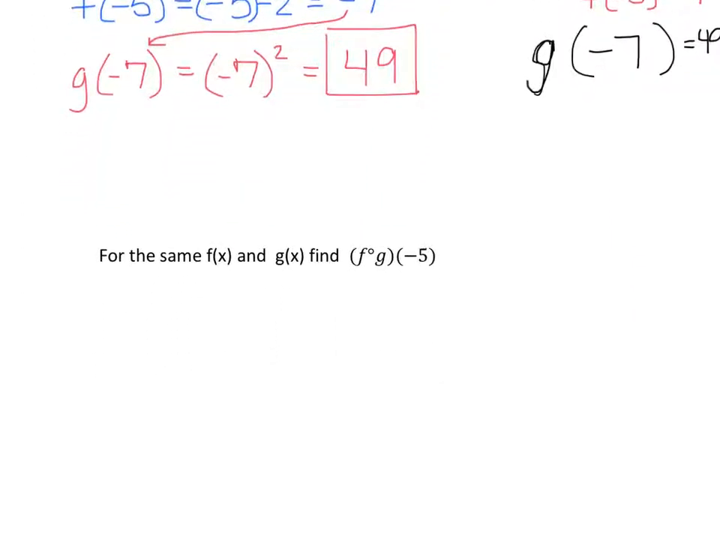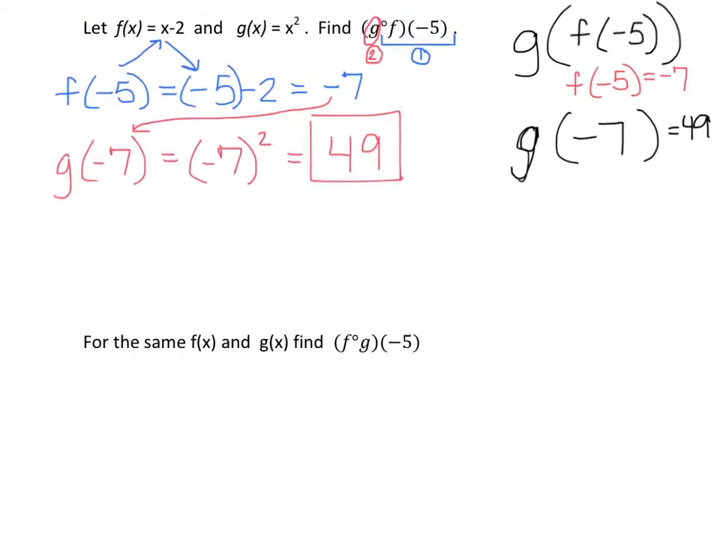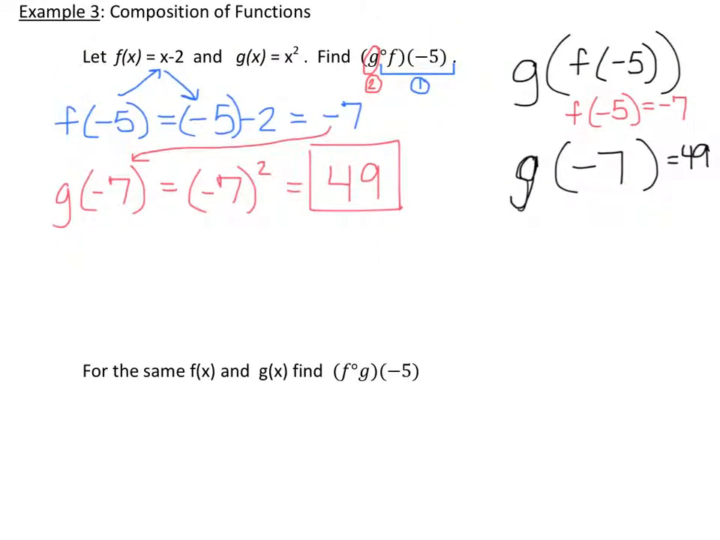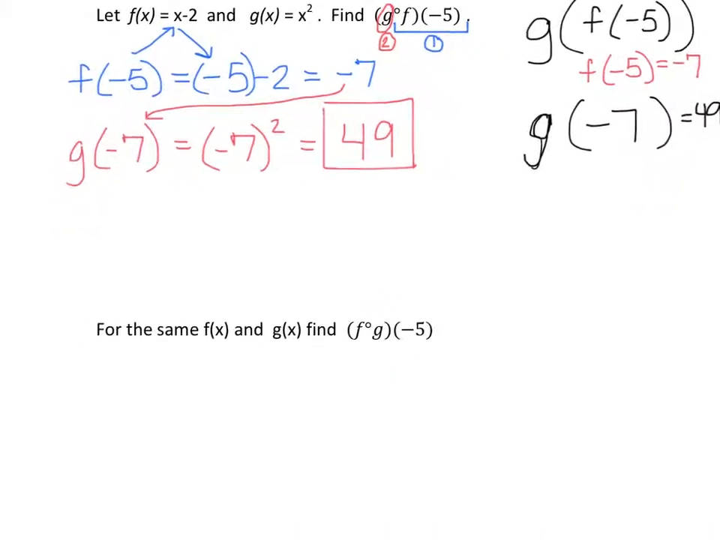Okay, let's try another one and see if it'll kind of clear up a little bit. For the same f of x and g of x, so we're still going to use the x minus 2 for f and x squared for g. Find f composed of g of negative 5. So what problem do we have to figure out first? G of negative 5. Very good. Okay, so this is first.